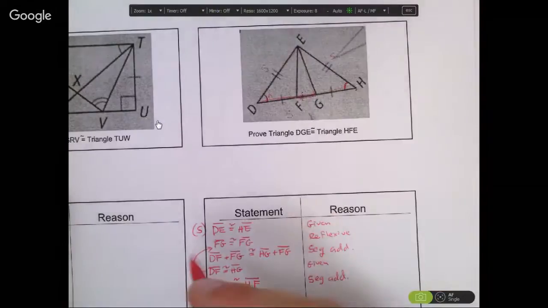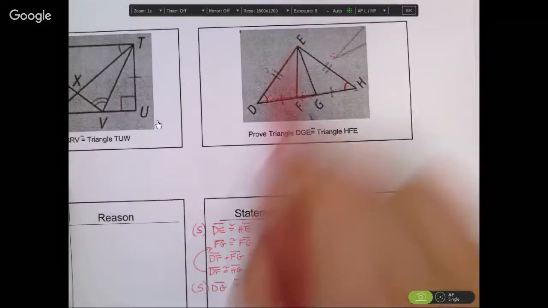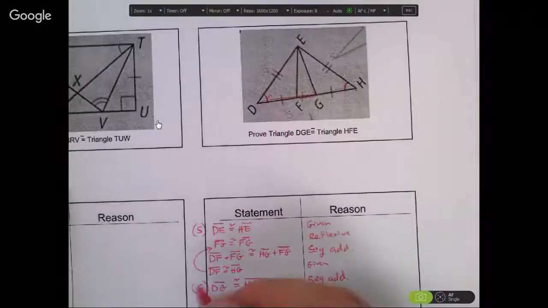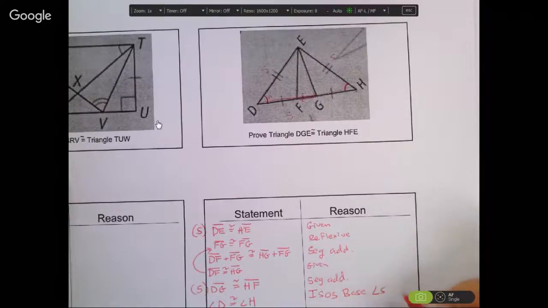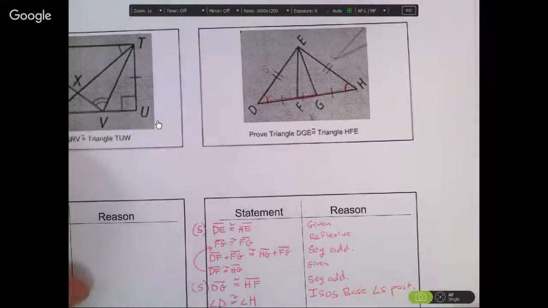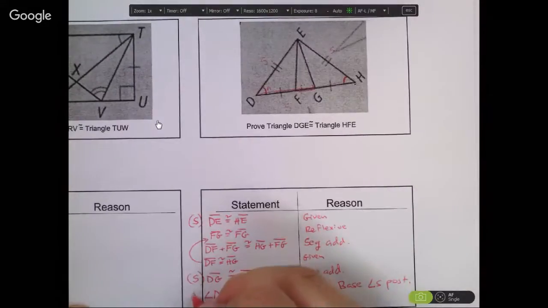And that's helpful because that's one of the sides I want to have. Well, now that we know it's isosceles, we knew isosceles at the beginning. So angle D is congruent to angle H because of the isosceles base angles postulate. That wasn't given, and that was my angle that I wanted to use.